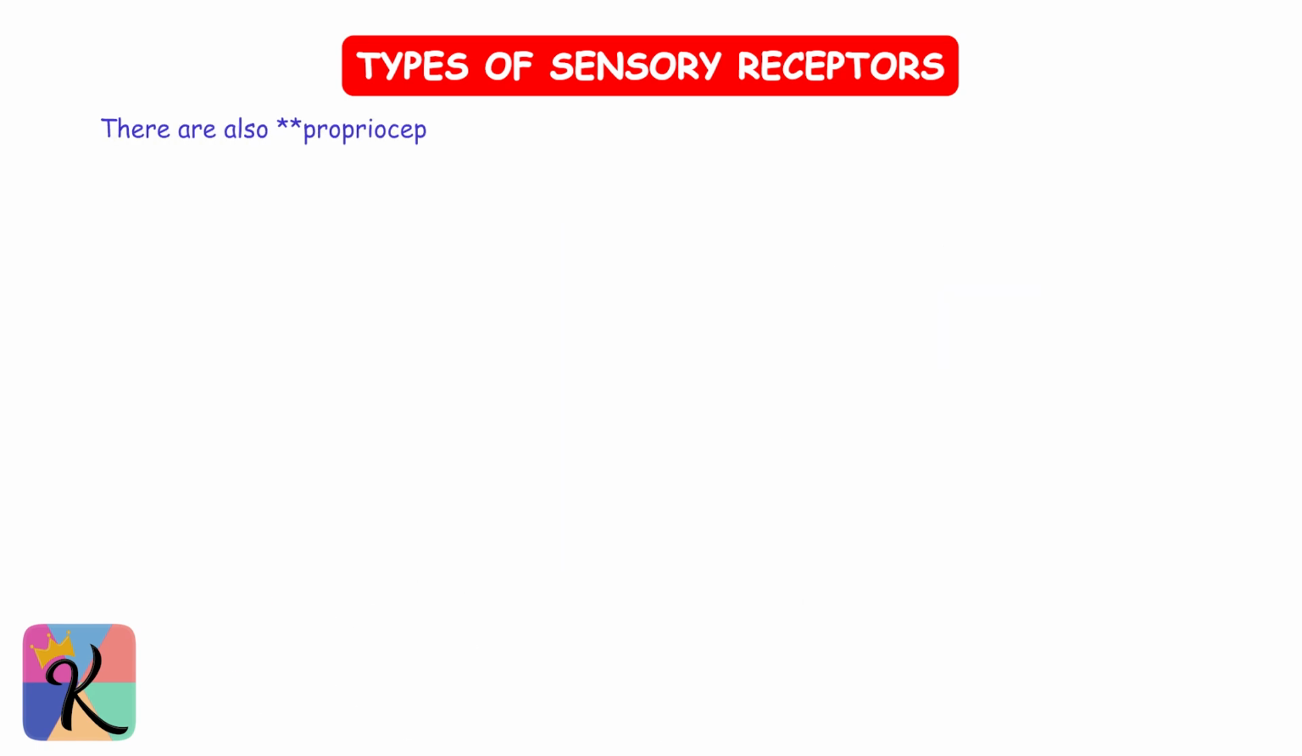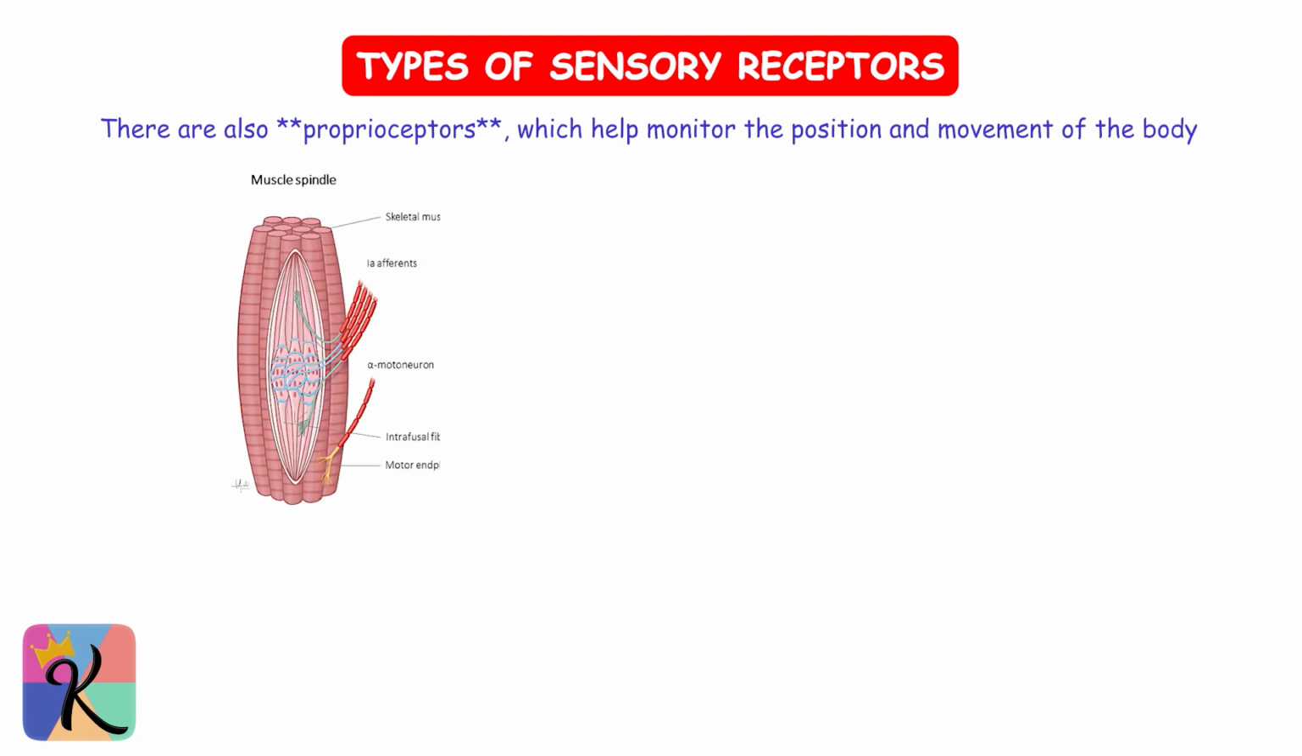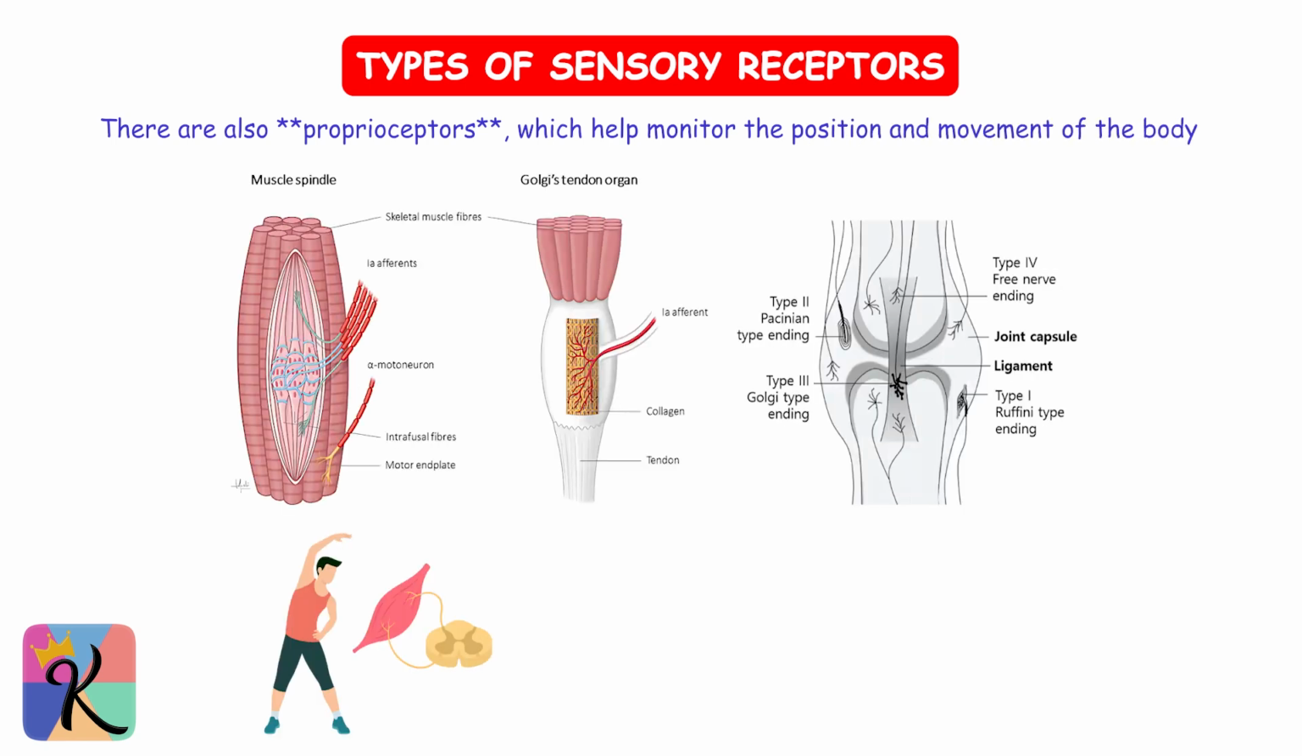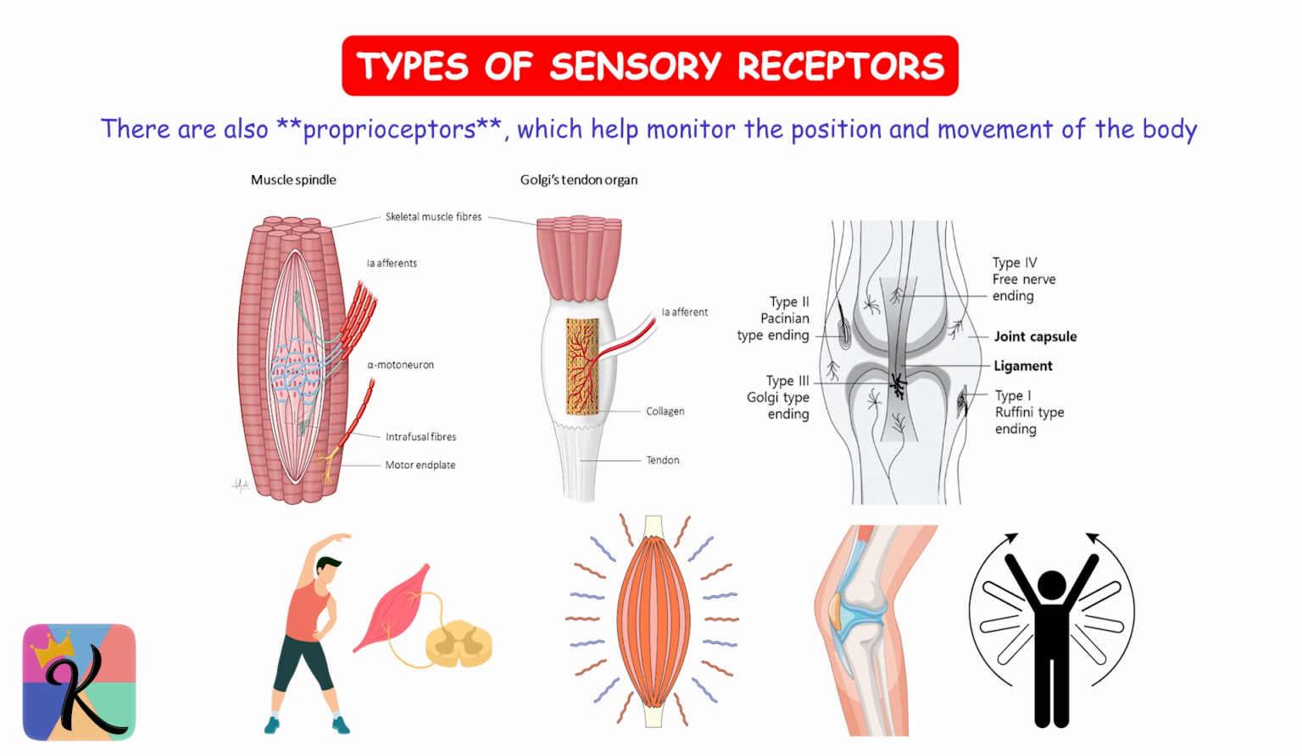There are also proprioceptors, which help monitor the position and movement of the body. Muscle spindles detect muscle stretch and are found in skeletal muscle. Golgi tendon organs are located in tendons and monitor muscle tension. Joint receptors are found in joint capsules and detect joint position and motion.